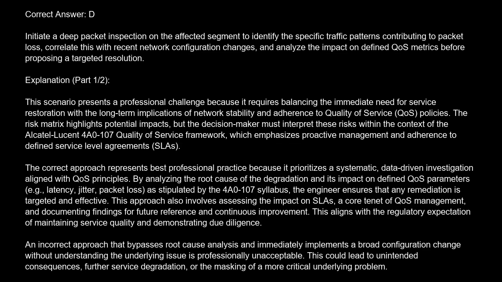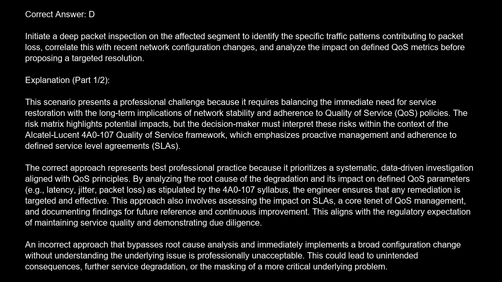The correct answer is D. Initiate a deep packet inspection on the affected segment to identify the specific traffic patterns contributing to packet loss. Correlate this with recent network configuration changes and analyze the impact on defined CoS metrics before proposing a targeted resolution.